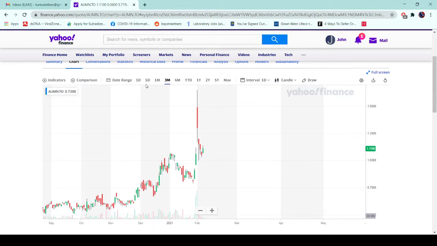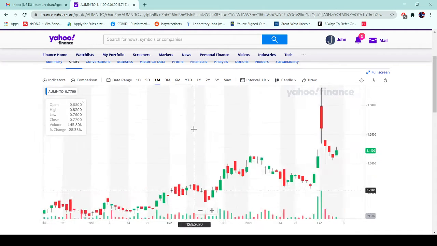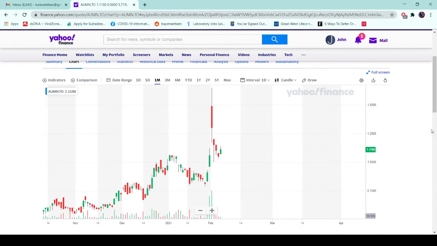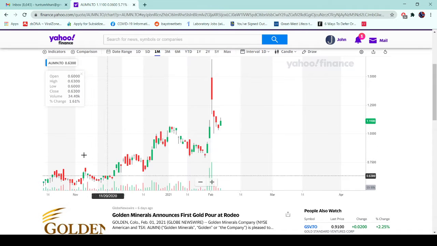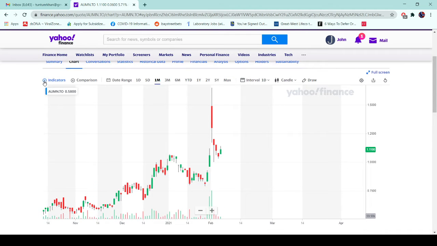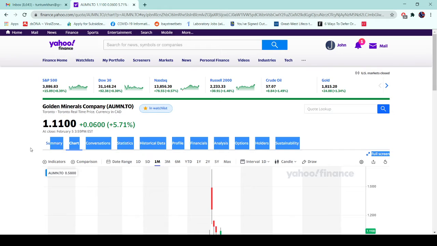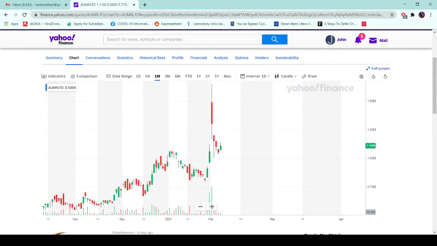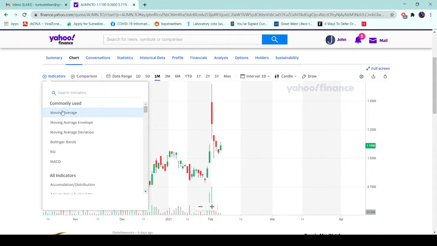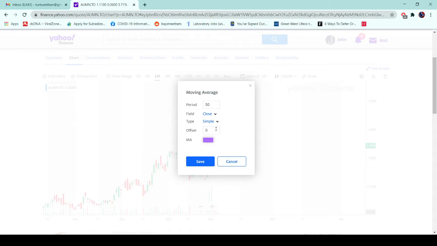So let's start off with a basic indicator. Let's do a 1 month period of a gold stock I found. By the way, Yahoo Finance is the one I'm using right now. The first indicator I would use is what you call an exponential moving average.